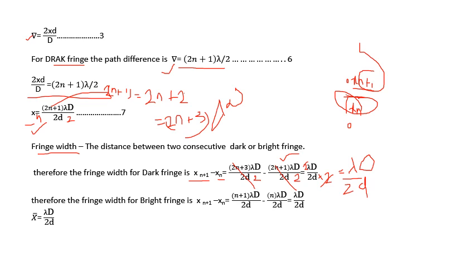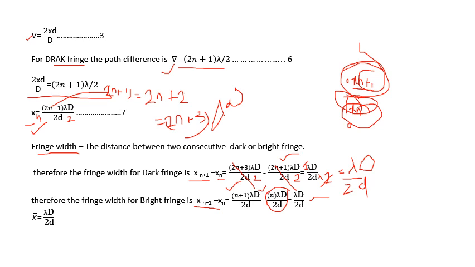So this is the fringe width for dark. Similarly, we calculate the fringe width for bright fringe. As you know, for the bright fringe the value of x is n lambda D by 2d, and if the first fringe is situated at n position, then the second consecutive fringe is situated at n plus 1 position. So at the place of n, we write n plus 1. Now we subtract x n plus 1 minus x n, and we get lambda D by 2d. So in both situations we get the fringe width lambda D by 2d.